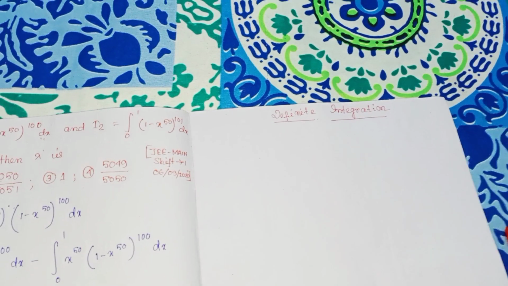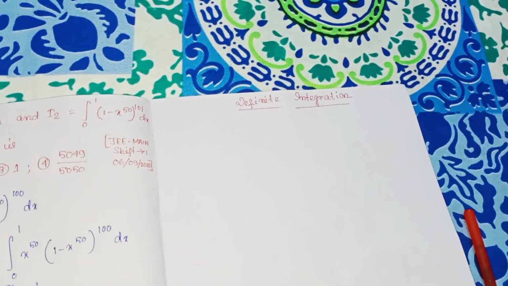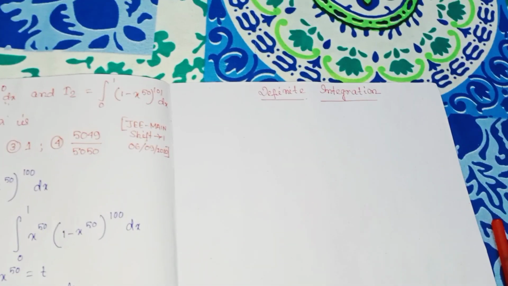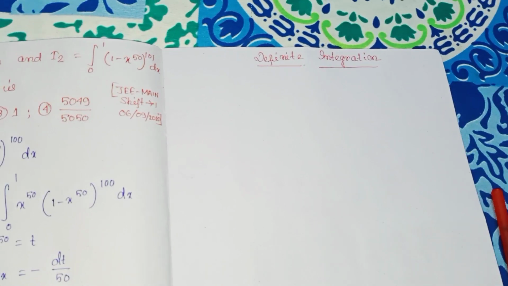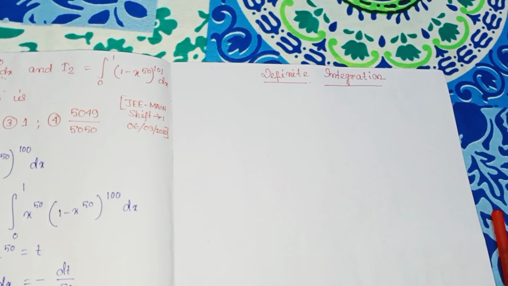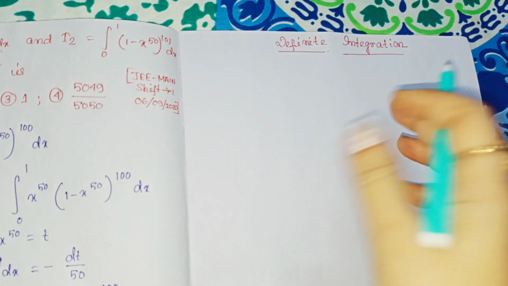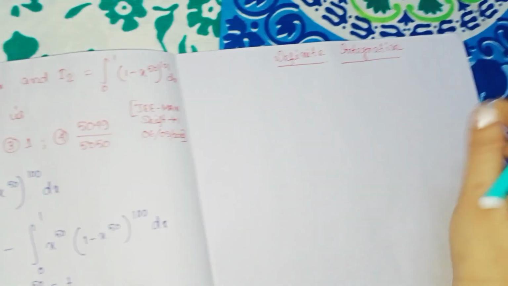What is definite integration? Definite integration is nothing but integration with limit. When we put limit in some indefinite integration, it becomes definite integration.